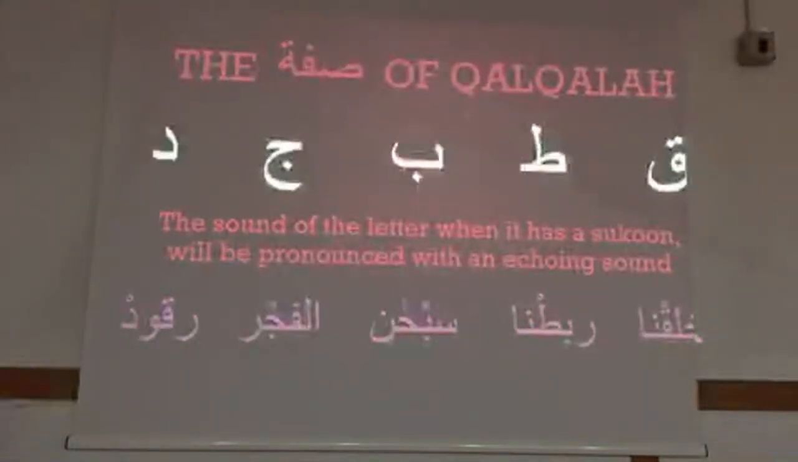So you understood the qalqala. What qalqala does to these 5 letters when they have a sukoon is make them echo. Another way of understanding it, just imagine you're reading the fatha, so you're reading these letters with a third of a fatha. An easy way to remember all 5 letters is this one word on the board: qutbujad. You have the qaf, ta, ba, jim and dal all in one word. Everyone say it with me, qutbujad. If you remember this word, you remember the 5 letters of qalqala.